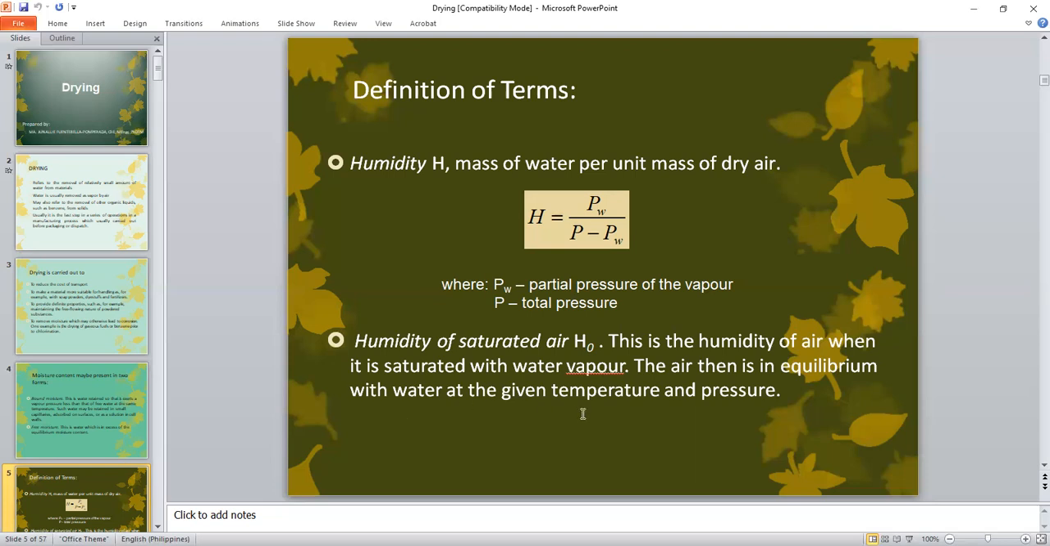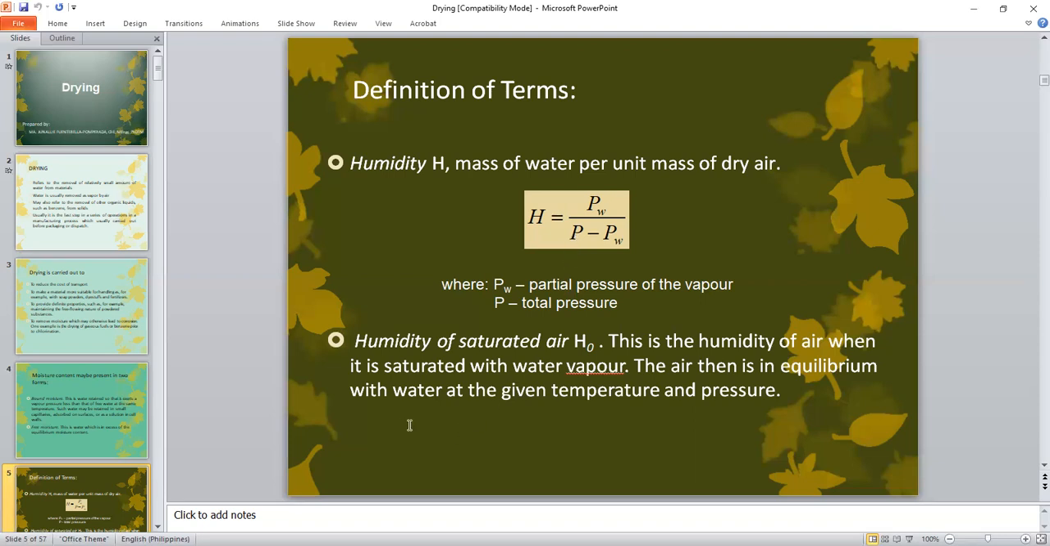So in terms of partial pressure and total pressure, your humidity is the partial pressure of the vapor in your water vapor air mixture divided by the difference of the total pressure minus the partial pressure of the vapor. Actually, the denominator is the partial pressure due to your dry air, because you're already subtracting the partial pressure of the vapor from the total pressure.